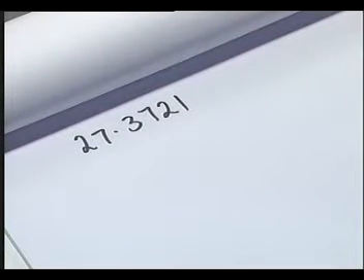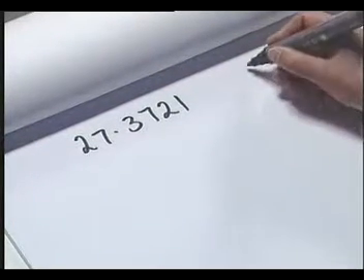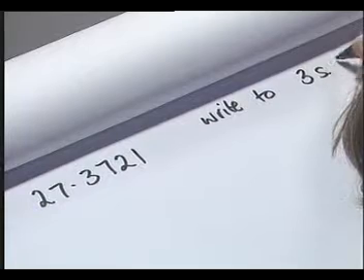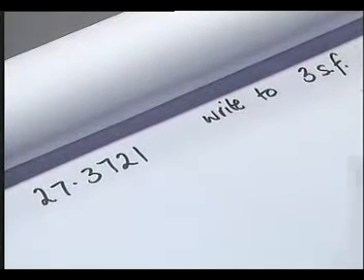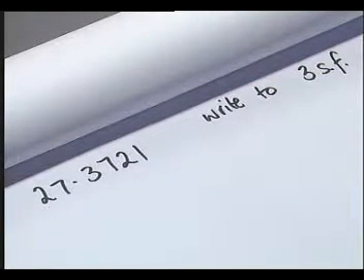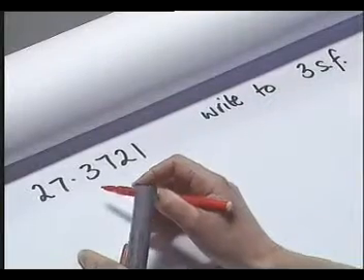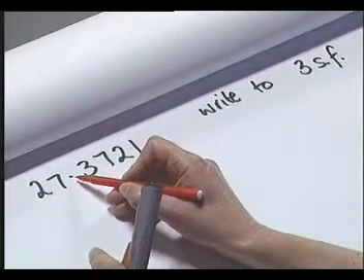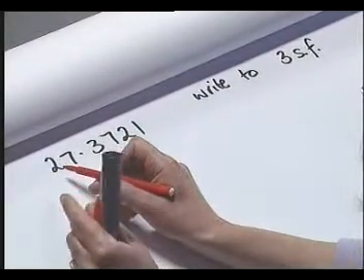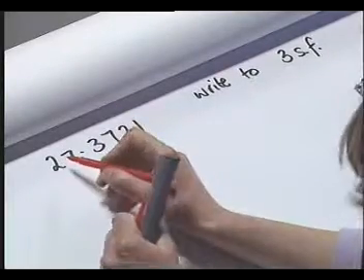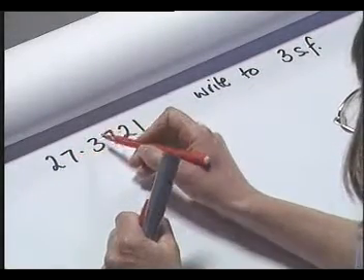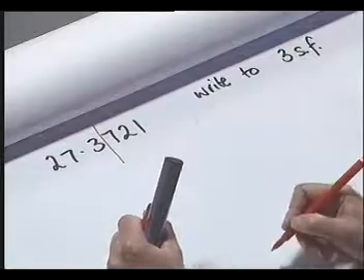27.3721. And we want to write it to 3 significant figures. And we abbreviate significant figures to SF. Same process as before. So I need my line. But this time, I'm not starting here at the decimal point. I'm starting at the leftmost digit that is not 0, so that's the 2. And I count 3 significant figures. 1, 2, 3. So here's my line.